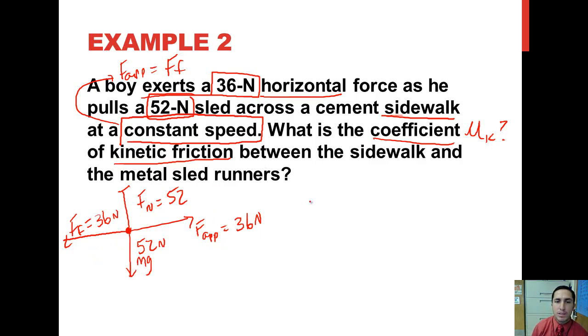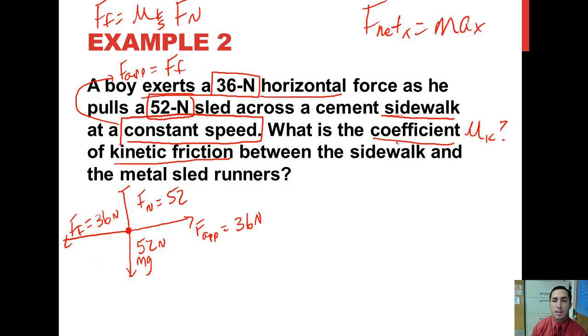It wants to know the coefficient of friction, so we have our two equations. The first one is friction force is equal to mu k, or mu s, times normal force. The other one is F net x is equal to mass times acceleration in the x. Which one of these has the coefficient of friction in it? Which one has the mu k in it? The first one. Perfect. This one does.